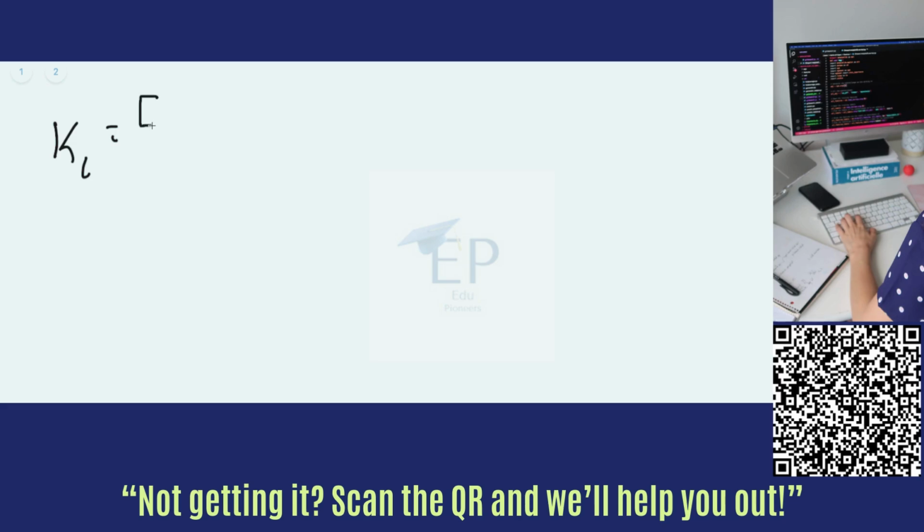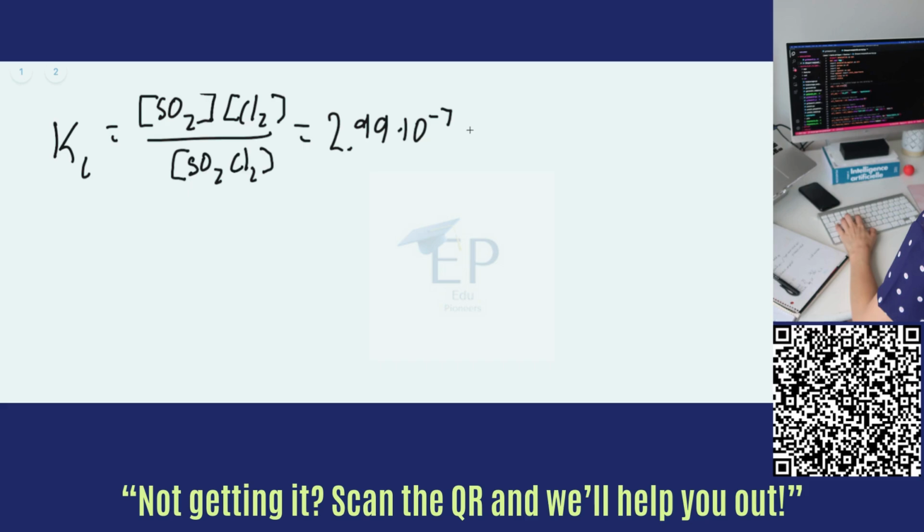So that is the concentration of the products, SO2 and Cl2, over the concentration of the reactants, SO2Cl2. And that equals 2.99 times 10 to the negative 7th. And so we can plug in our values. We have X times X on the top, and then on the bottom we have 0.175 minus X. And so we want to solve this to get it into a quadratic.